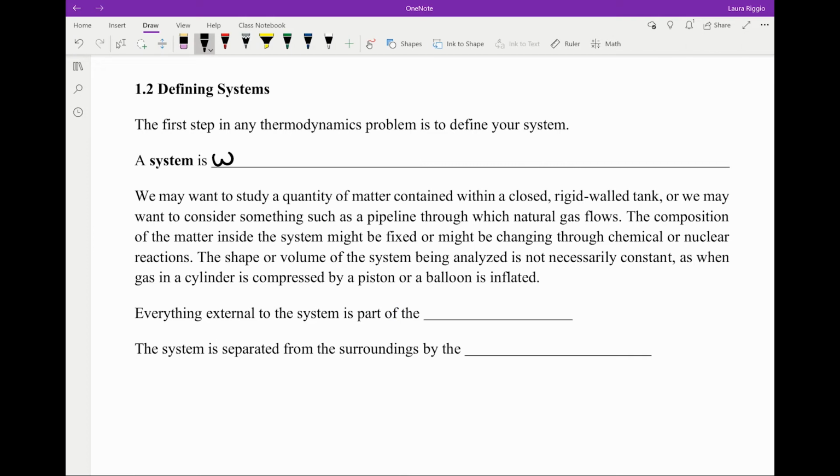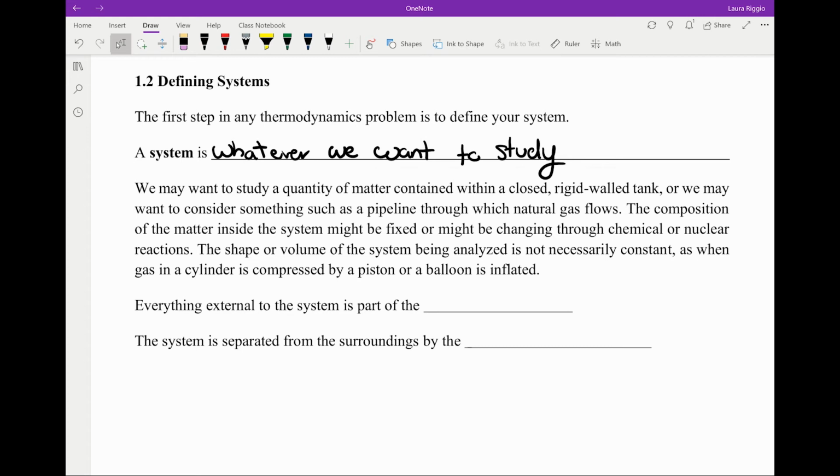So, again, the first step in any thermodynamics problem is to define our system. Our system is basically whatever we want to study. That could be a quantity of matter contained within a closed, rigid walled tank, or something such as fluid in a pipeline. It can take a variety of shapes. The matter can be fixed, it can be changing. The shape of the matter can be fixed or can be changing.